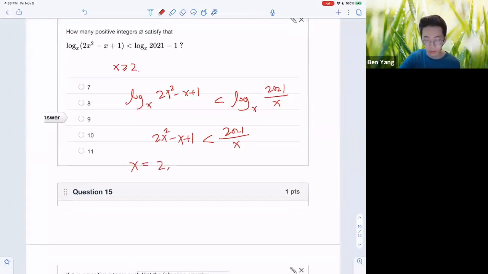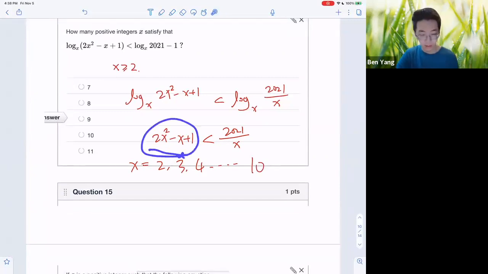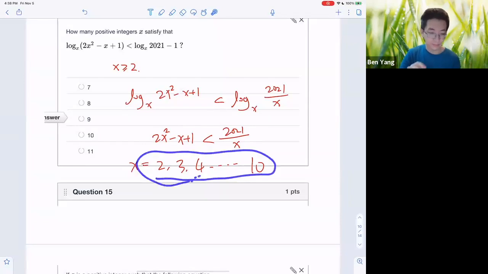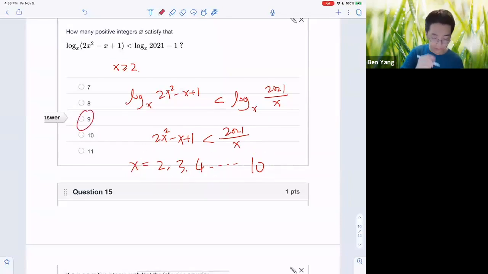x equals 2 is definitely good, and 3, and all small values. The largest we can do, I guess, is 10, right? When x is 10, the left side is just below 200, and the right side is 202.1. When x is larger, the right-hand side will become smaller and the left-hand side will become larger. If you try 11, that doesn't work. So I guess just those 9 values. So the answer is 9.